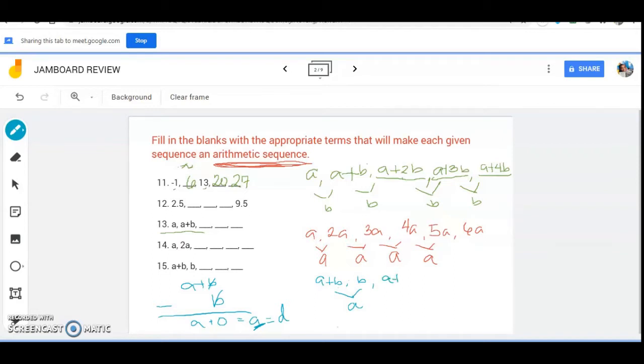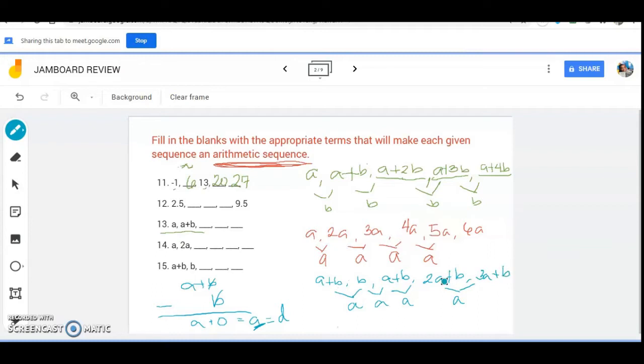Okay, it's another A plus B. Next, we want to add another A to this number. Okay, very good. Meron na tayong dalawang A. Next, the last term, we want to add another A. So, we have 3A plus B.